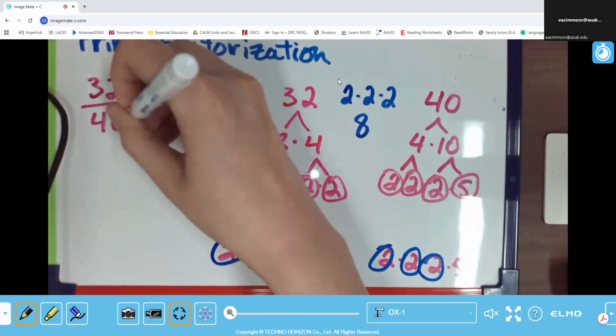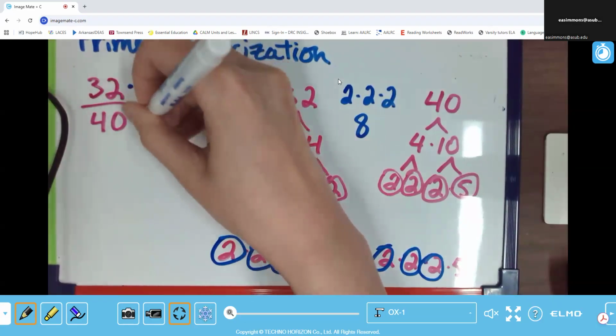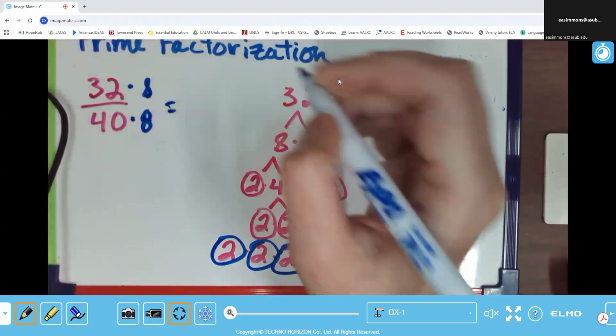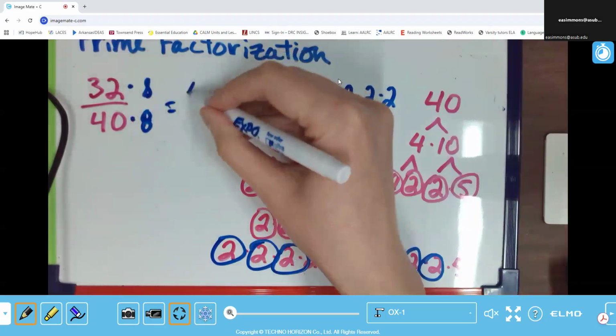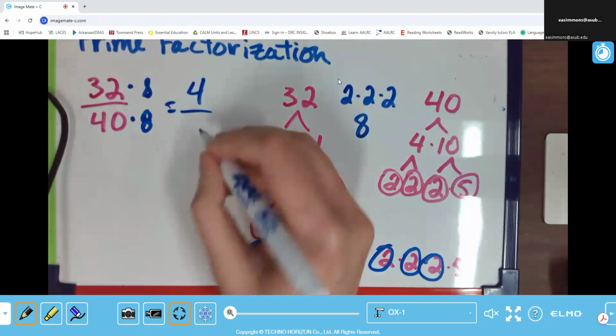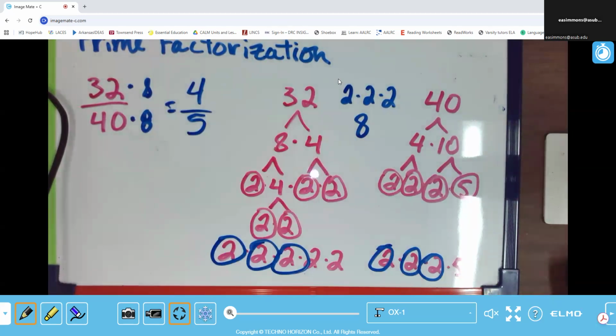So I'll do 32 divided by 8 and 40 divided by 8. 32 divided by 8 was 4. And then 40 divided by 8 is 5. So I factored this down. 32 over 40 reduces down into 4/5.